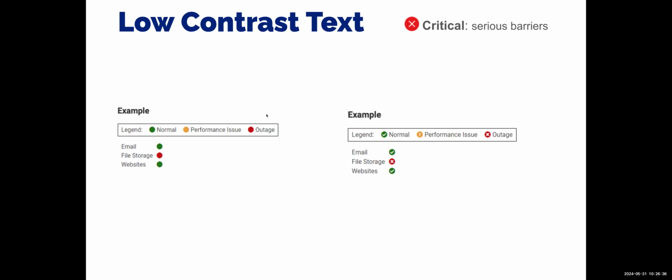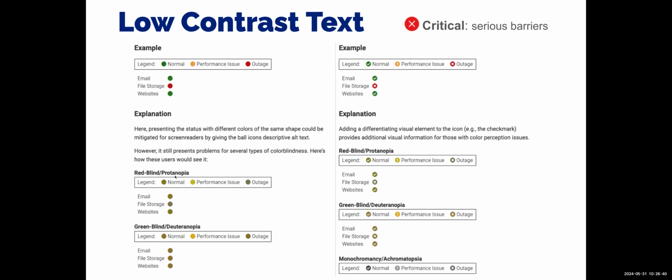And this is what that would look like for users with different types of color blindness. So we have red blind, which is protanopia, green blind, which is deuteranopia. And you can see without the icons, it's pretty hard to differentiate between the different statuses here. But on the right, even with the different color blindness, it's much easier to understand at a glance what the statuses are telling you.